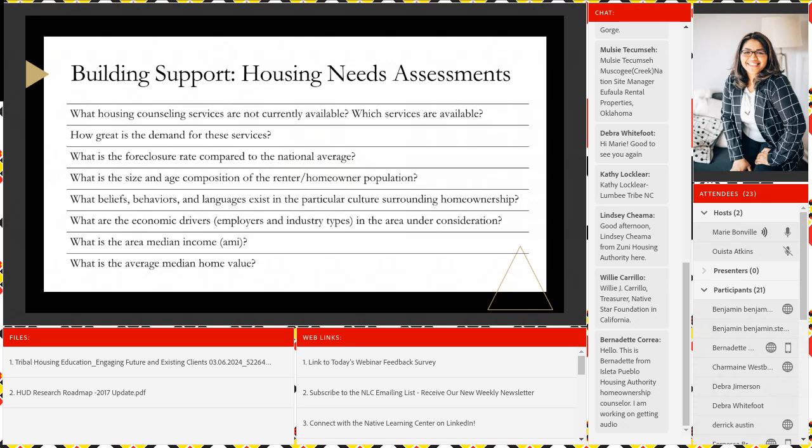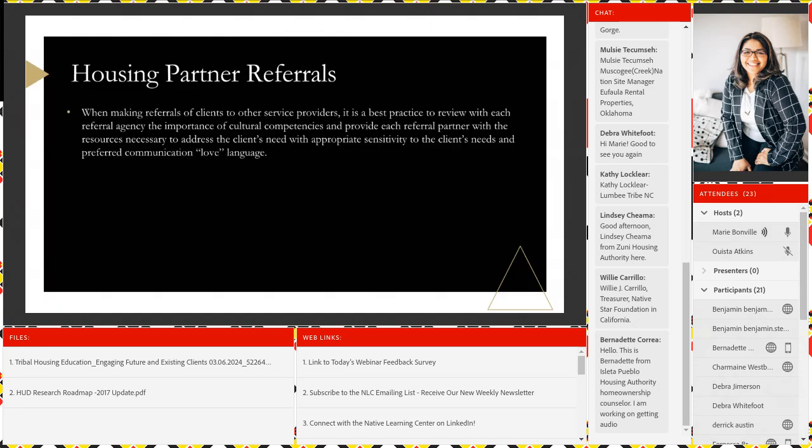And then, of course, your area median incomes, obviously, you're going to need that in response to certain programs and services you provide. But what's the average median home value in your community? What does that look like? These are the types of questions that folks may not have answers to. Even though they're providing some sort of homeownership opportunity, they haven't really put that out there for folks in their community to know more about. So this is about outreach and letting folks know your impact and what you've been working on in your communities as well. Housing partner referrals.